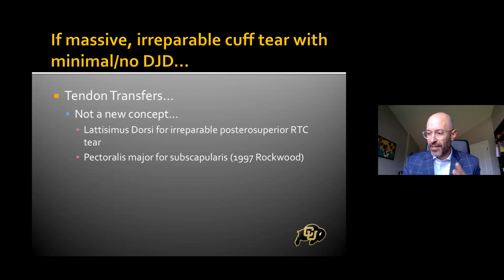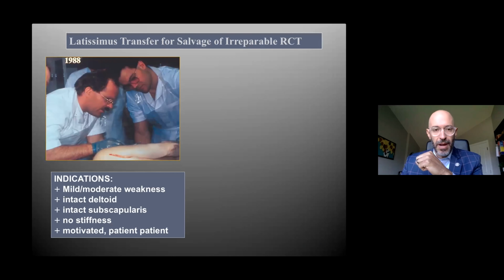And this is where this concept of tendon transfers comes in. However, this is absolutely not a new concept. So latissimus dorsi for irreparable posterior superior cuff tears and the pectoralis have been worked on for decades now. And one of my mentors, JP Warner and Christian Gerber here, pictured in 88 when I was, I don't know, maybe I would have been in about 3rd grade.